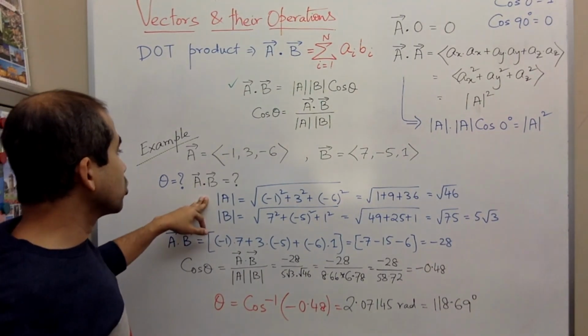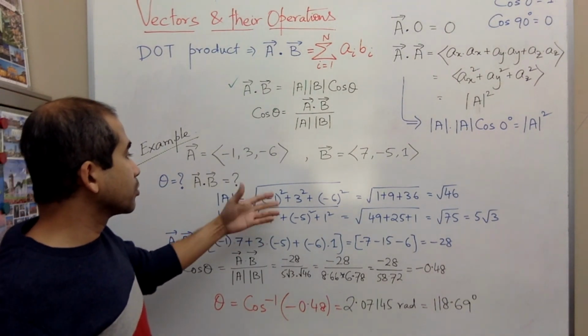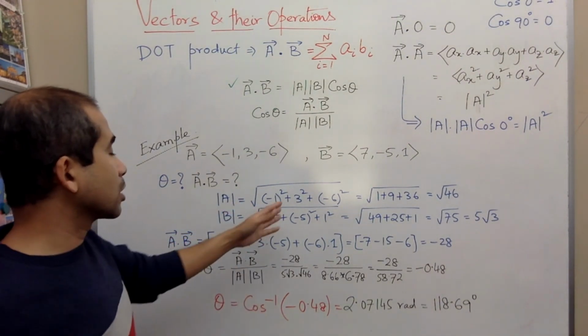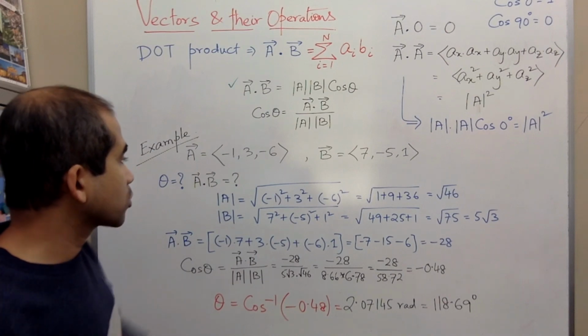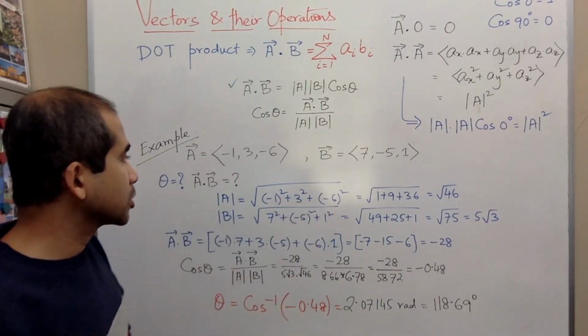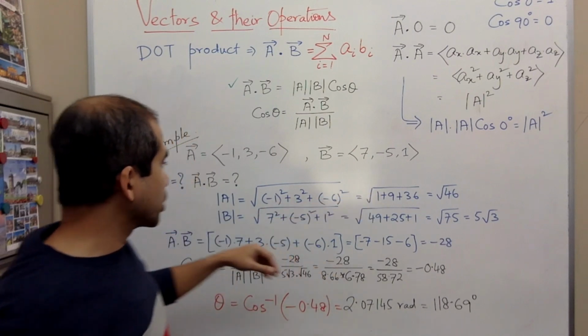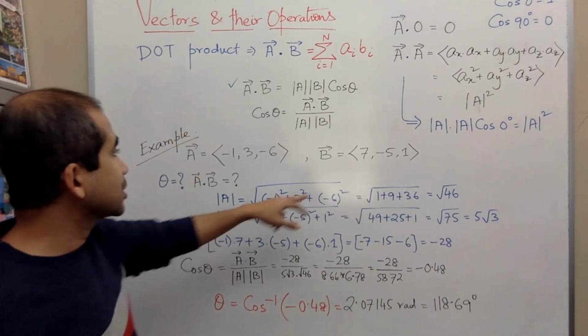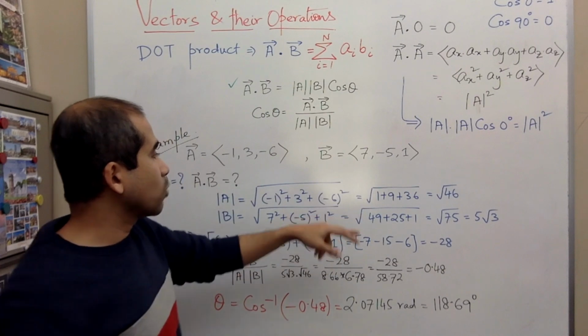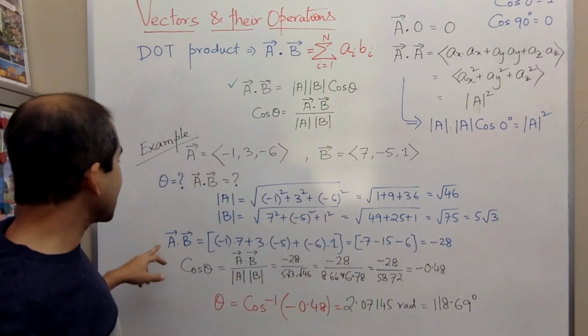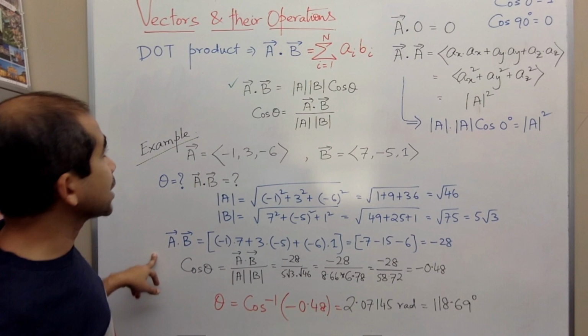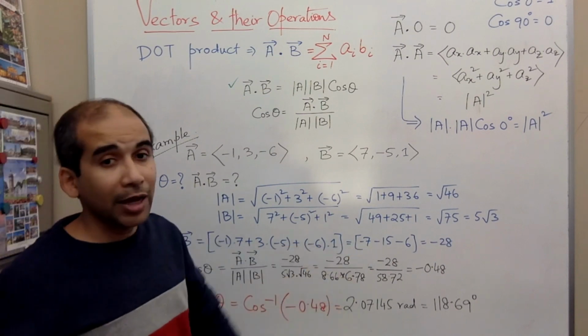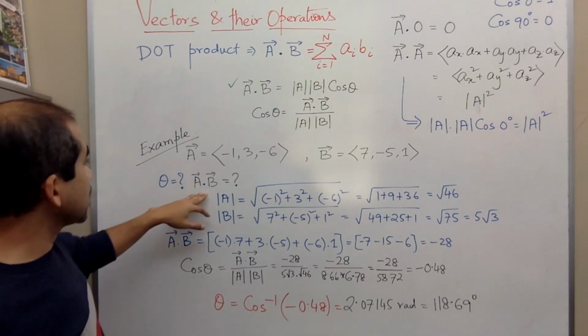magnitude. So the magnitude will be the square root of the x component square plus the y component square plus the z component square. And then we get root 46, and for mod b, we get 7 square plus minus 5 square plus 1 square, which is 5 root 3. And then a dot b is now the sum of them, and we find minus 28. So this is a dot b, the answer of this.